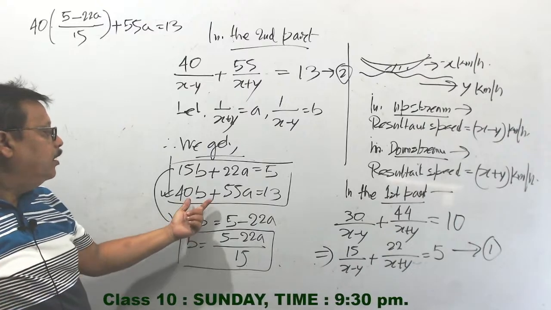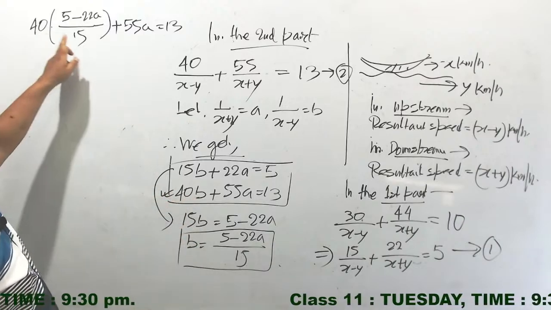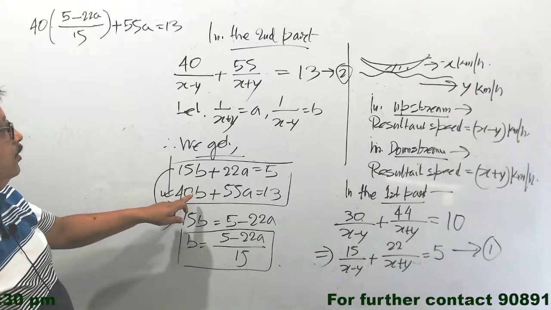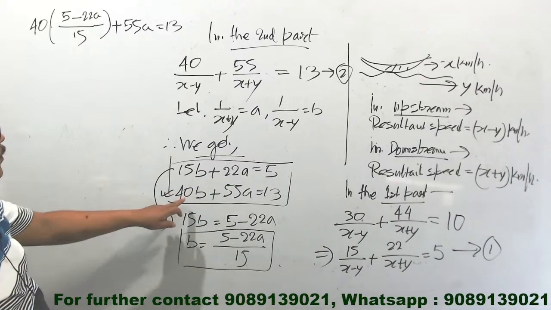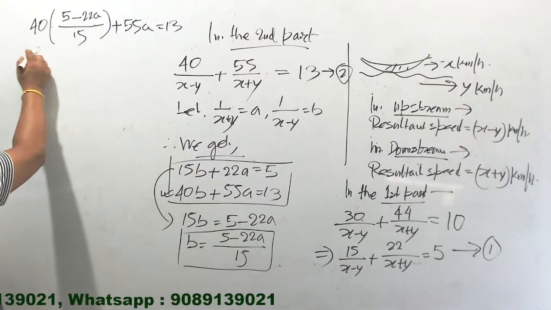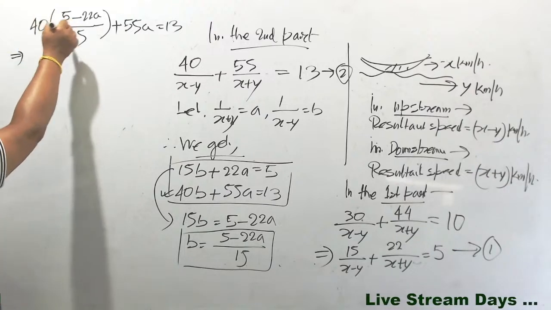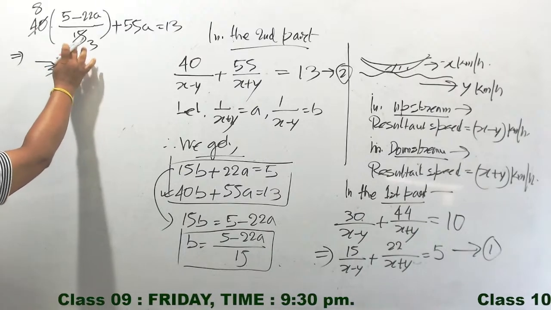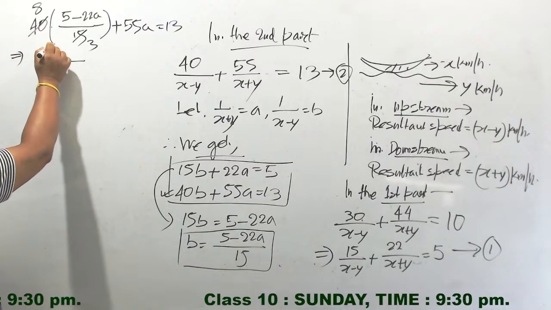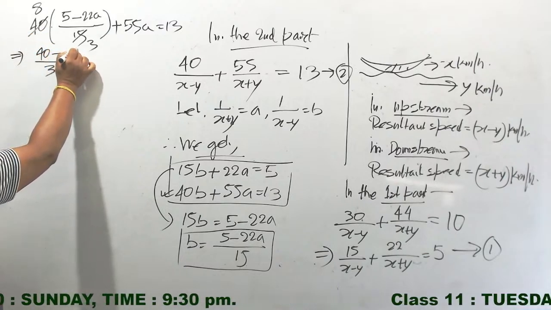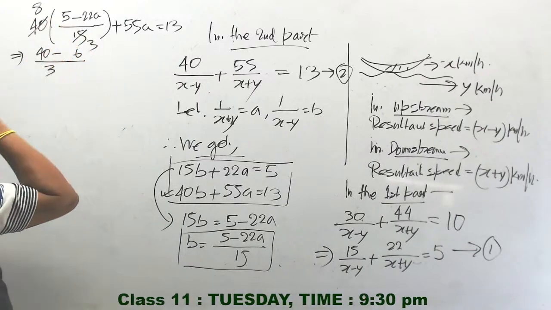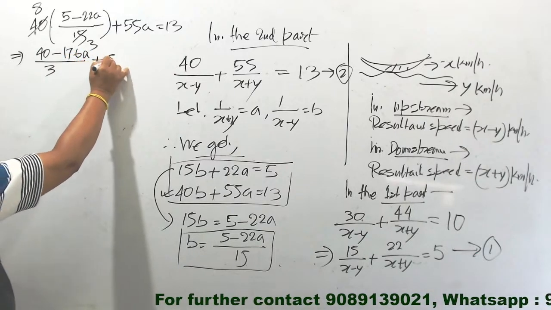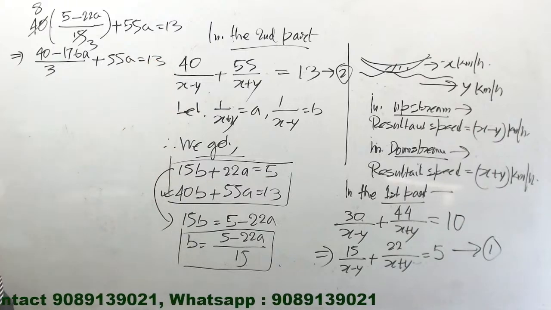I replace the value of b in terms of a, that is 40 into b. This is the value of b: 5 minus 22a by 15 plus 55a is equal to 13. Now solve this and find the value of a. From 40, 15, 5 b, the denominator is 3 multiplied by 8, 40 minus 8 2s are 16, carry 1, 17a plus 55a is equal to 30. You have to do carefully.